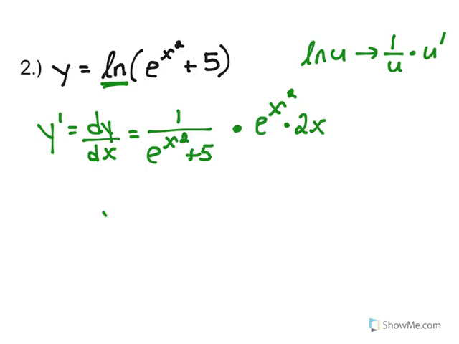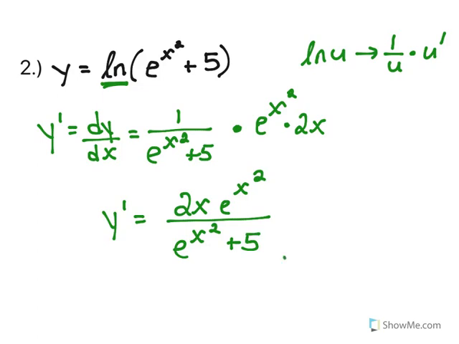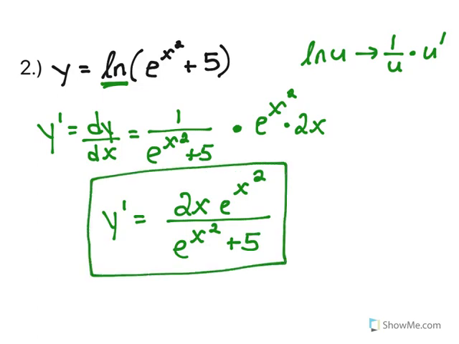And now we need to get this into one rational expression. Okay, so the 2x and the e to the x squared go up top. Put the polynomial piece first and the exponential piece at the end. All right, and then the bottom we have e to the x squared plus 5. So that's the derivative of this natural log function. And those are your two additional examples.